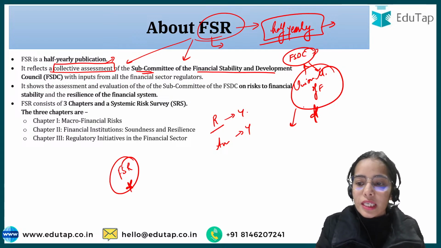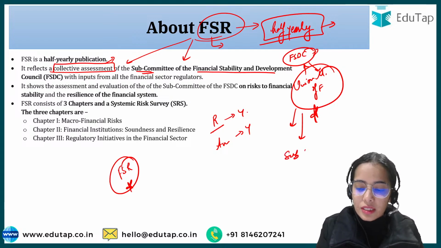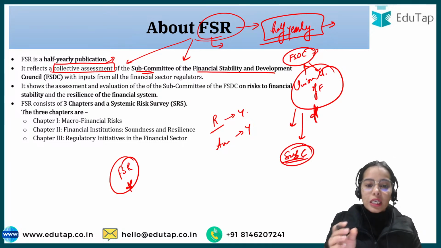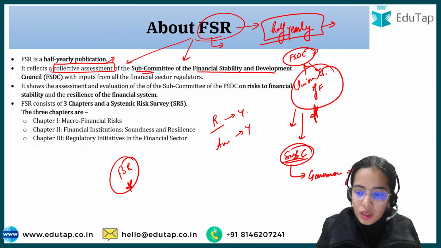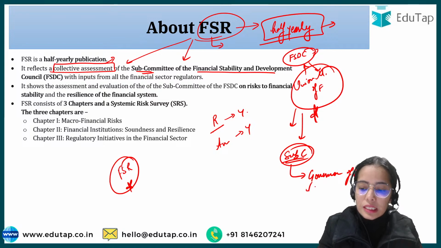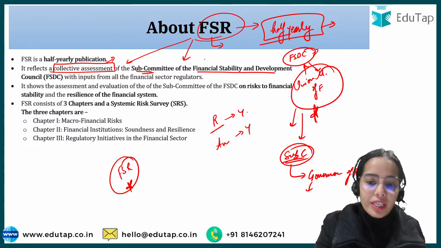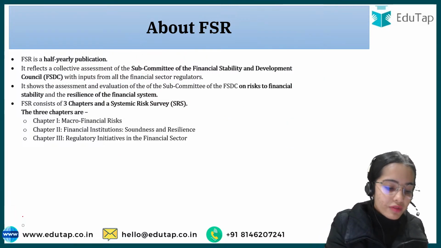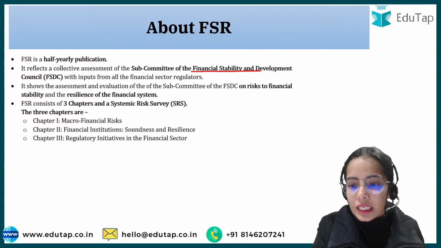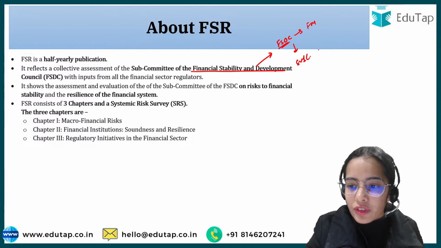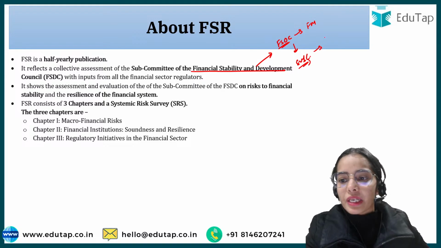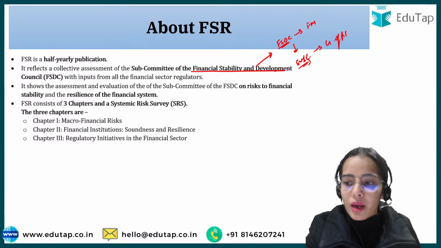Now there is the subcommittee of the FSDC. Who is the chairman of this subcommittee? The Governor of the Reserve Bank of India. So I hope you will remember this very carefully: the chairman of the FSDC is the Finance Minister, and the chairman of the subcommittee of the FSDC is the Governor of the Reserve Bank of India.